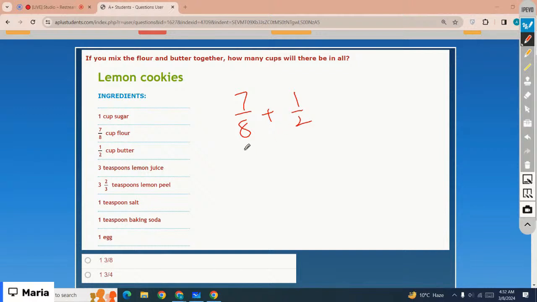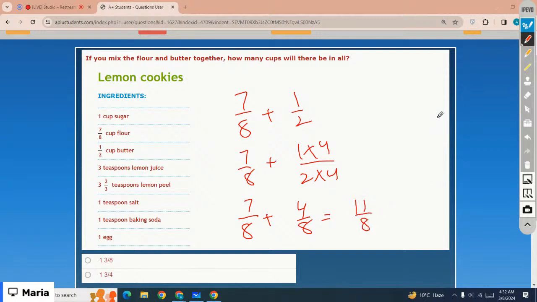First, make their denominator the same. So, multiply this fraction by 4. So, that is 7 over 8 plus 4 over 8. 7 plus 4 is 11 over 8. Just divide: 8 times 1 is 8 and 3. That would be 1 whole 3 over 8. The correct option is 1 whole 3 over 8. Option number 1 is the correct option. Got it?